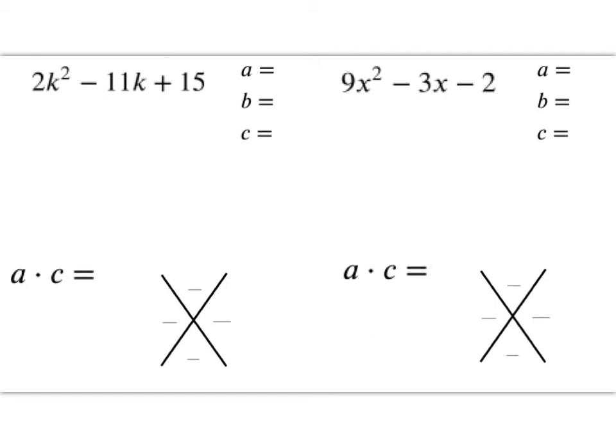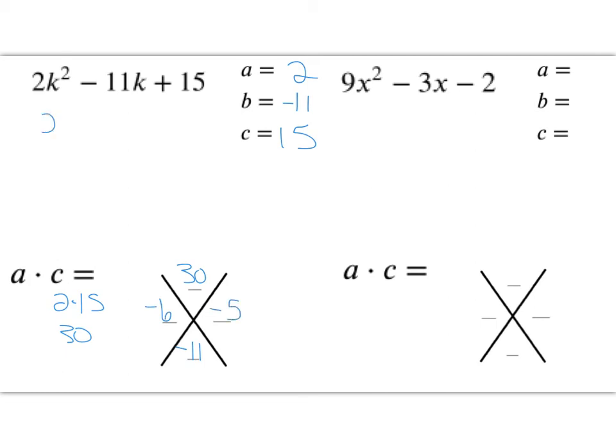So 2k squared minus 11k plus 15. So A is 2, B is negative 11, and C is 15. So I need A times C. So 2 times 15 is 30. So I need my product to be 30, and I need my sum to be B. So that's negative 11. So two numbers whose product is 30 and whose sum is negative 11. So that's going to be negative 6 and negative 5.